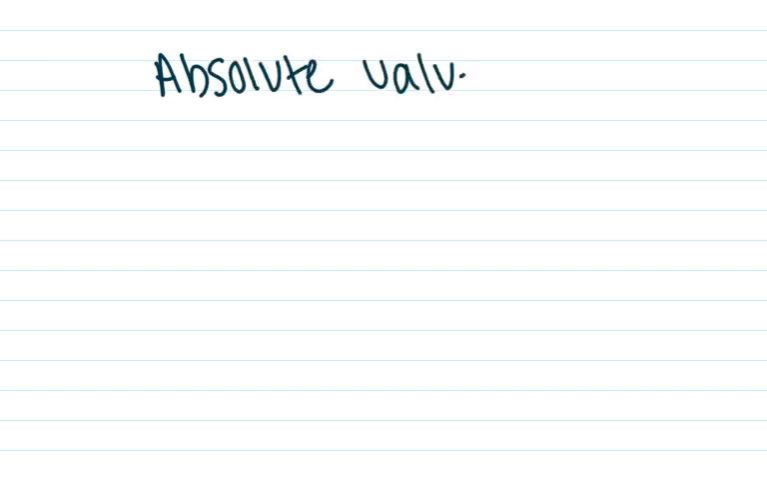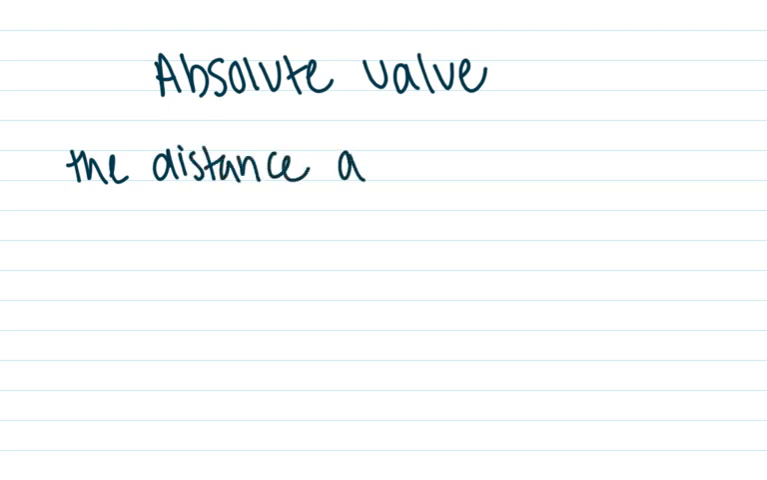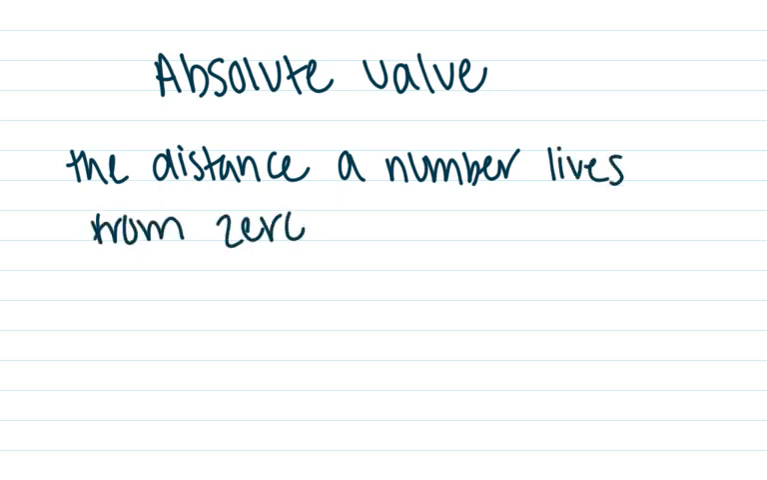Absolute value is how far a number lives from zero. So it is the distance a number lives, not line, number lives from zero on a number line. It's how far a number lives from zero on the number line. So let's take a look at what that looks like.